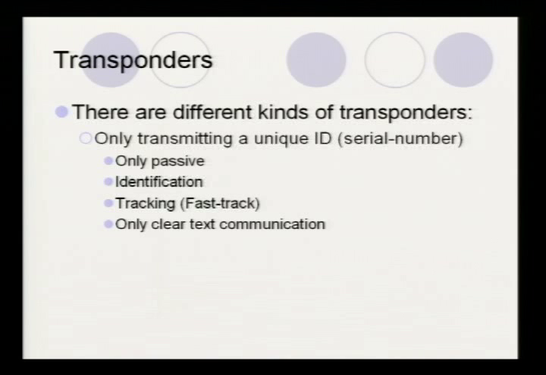And what different types of transponders do exist? There are different types of transponders. Some of them are only transmitting a unique ID, something like a serial number. They are only passive, that means they don't need a battery to get powered. They are useful for identification and tracking, like the fast track system, and most of them are only using clear text communication.